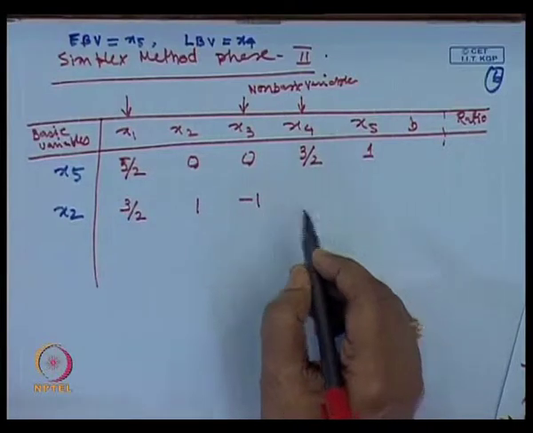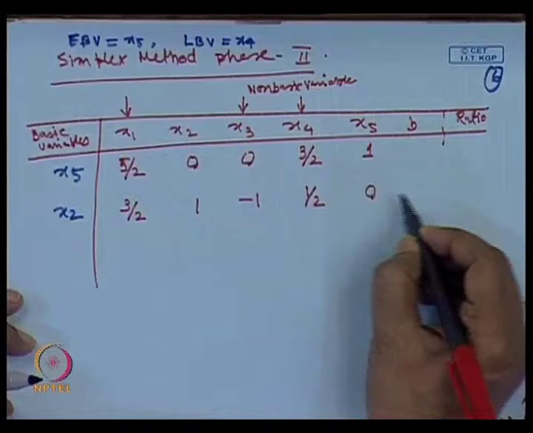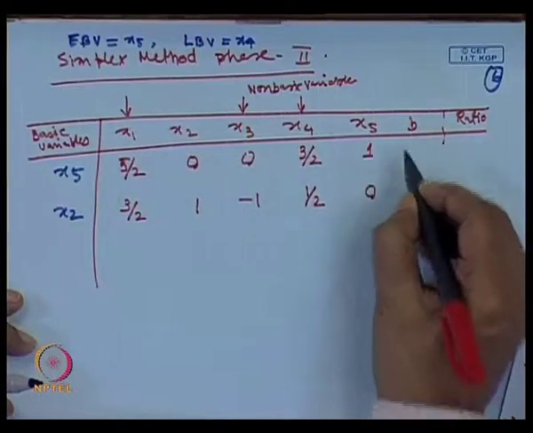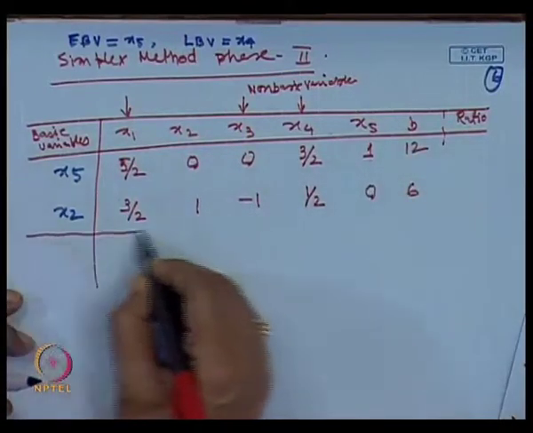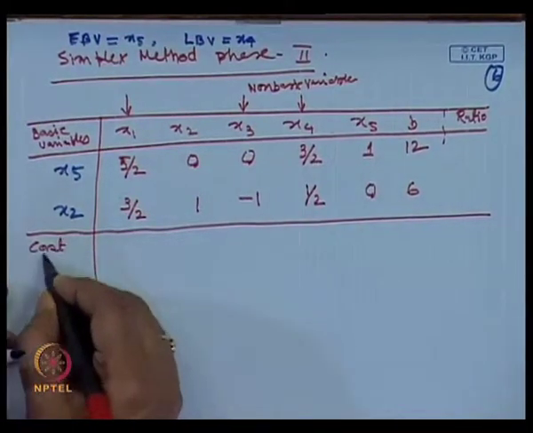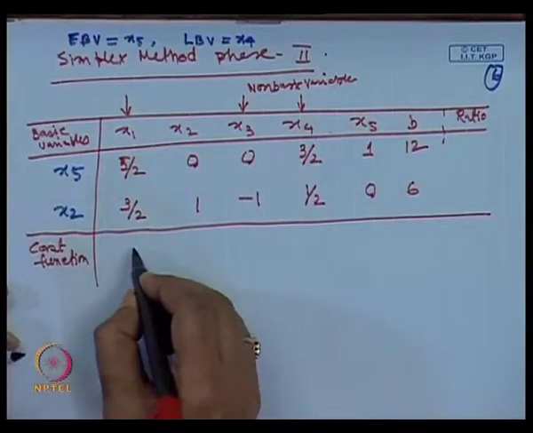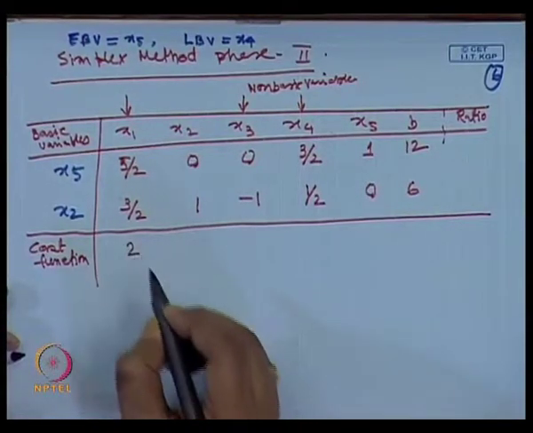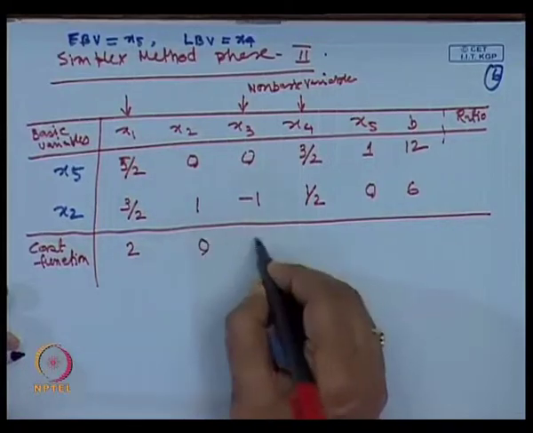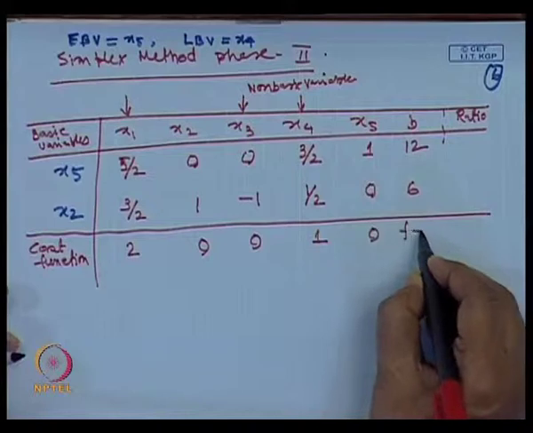Okay, minus 1, then it will get half 0 and this is 6 and this is 12. Cost function 2 0 0 1 0 f plus 12.